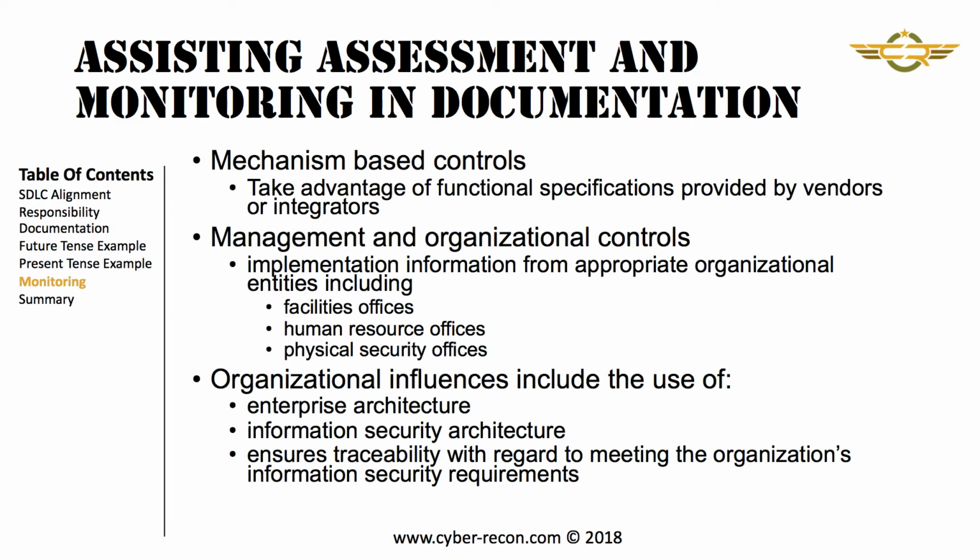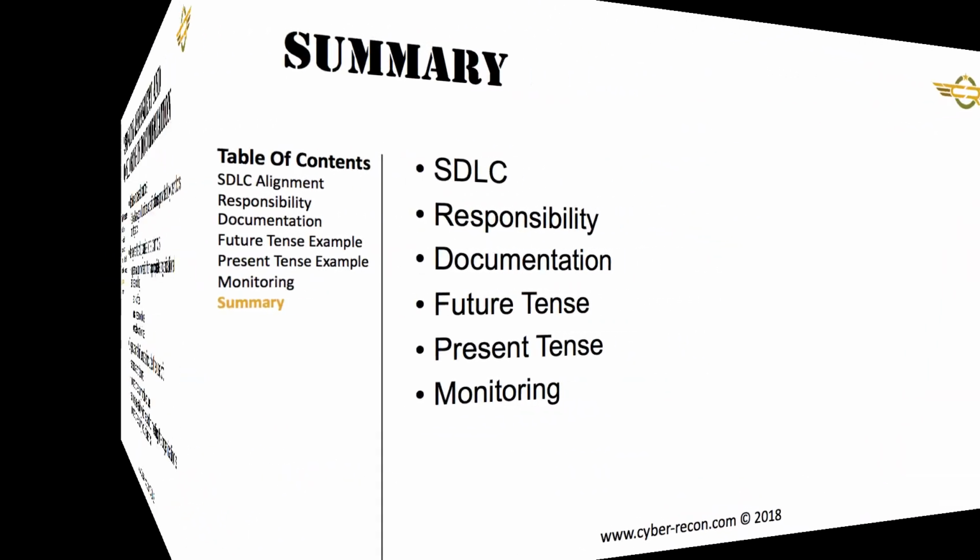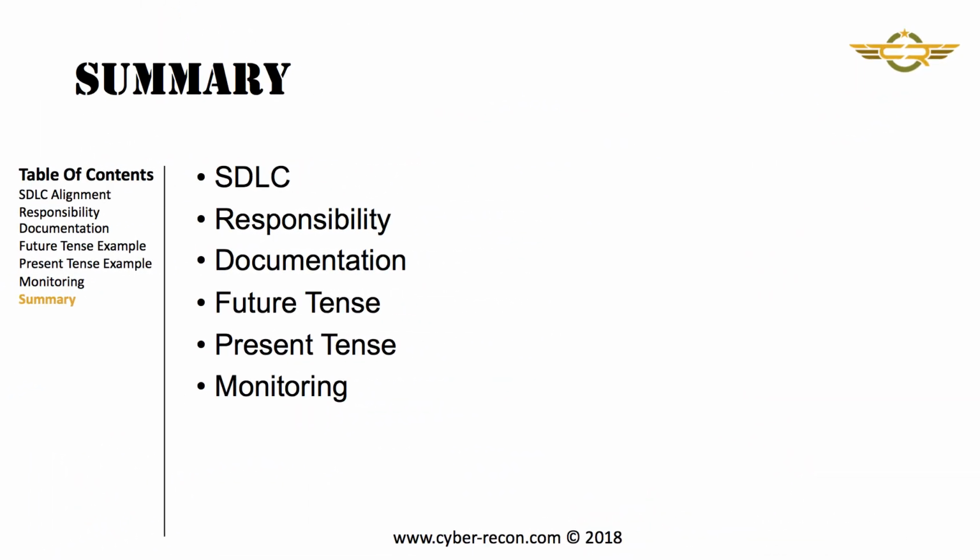Organizational influence includes the use of enterprise architecture, information security architecture, and ensures the traceability with regard to meeting the organizational information security requirements. In this video, we identified alignment of this task with the SDLC, defined responsibility for this task, discussed documentation in both future and present tense, and discussed monitoring of the security controls with the assistance of documentation.